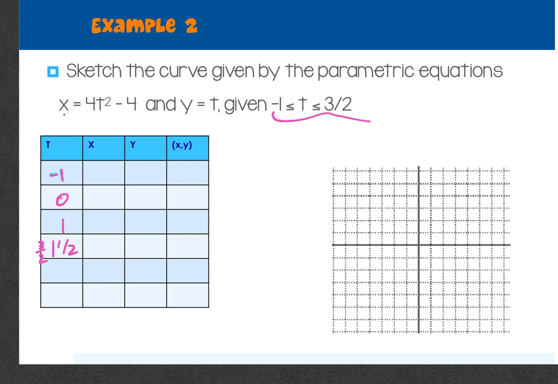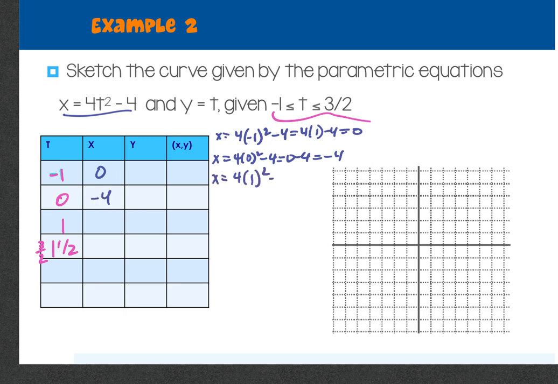So again, I'm going to plug into the x. So x equals 4 times -1 squared minus 4, which is 4 times 1 minus 4, which is 0. X equals 4 times 0 squared minus 4, which is 0 minus 4, -4. X equals 4 times 1 squared minus 4, 4 minus 4, which is 0 again. X equals 4 times 3/2, I would keep it instead of the 1 and 1/2, squared minus 4. 3/2 squared, let me do it down here. 4 times 9/4 minus 4, and I get 9 minus 4, which is 5.